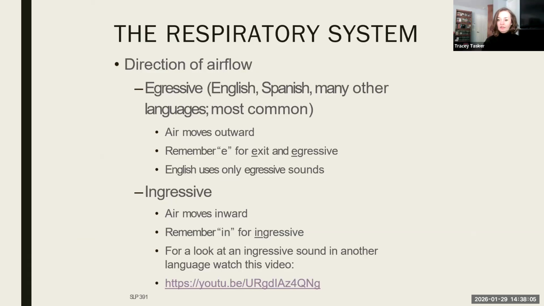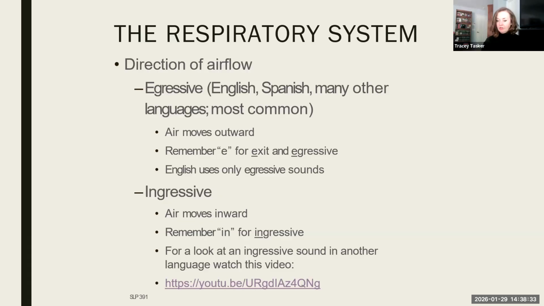As I said, in English and most languages, we have an egressive airflow when we're speaking. So you can remember E is for egressive, air is moving outward when we speak. Ingressive is air moving inward. And this is somewhat rare in languages, but sometimes there may be a particular sound in a language that's ingressive.